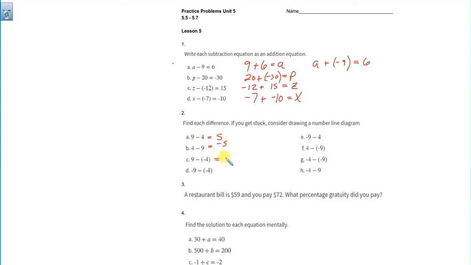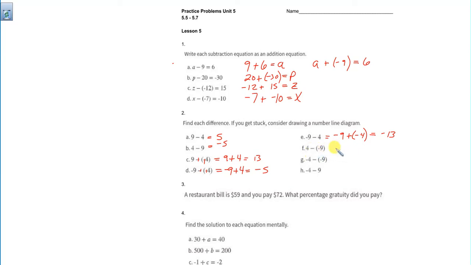For this particular one right here, probably not a bad idea to add the opposite. Add the opposite and get 9 plus 4, so you can get 13. Same thing here, add the opposite, but the first number doesn't change on this one. So adding the opposite here still has a little bit of work left to do. The signs are different, so I subtract. Negatives win by 5, so negative 5 for that one. Moving on to E, negative 9 minus 4 is the same as negative 9 plus a negative 4. The signs are the same, so I add them and get negative 13.